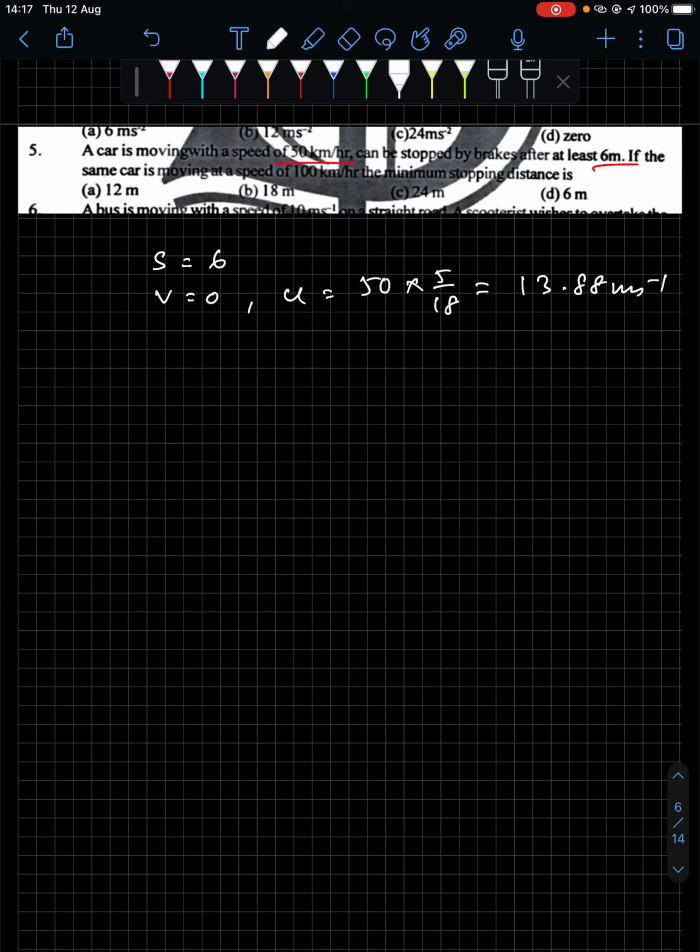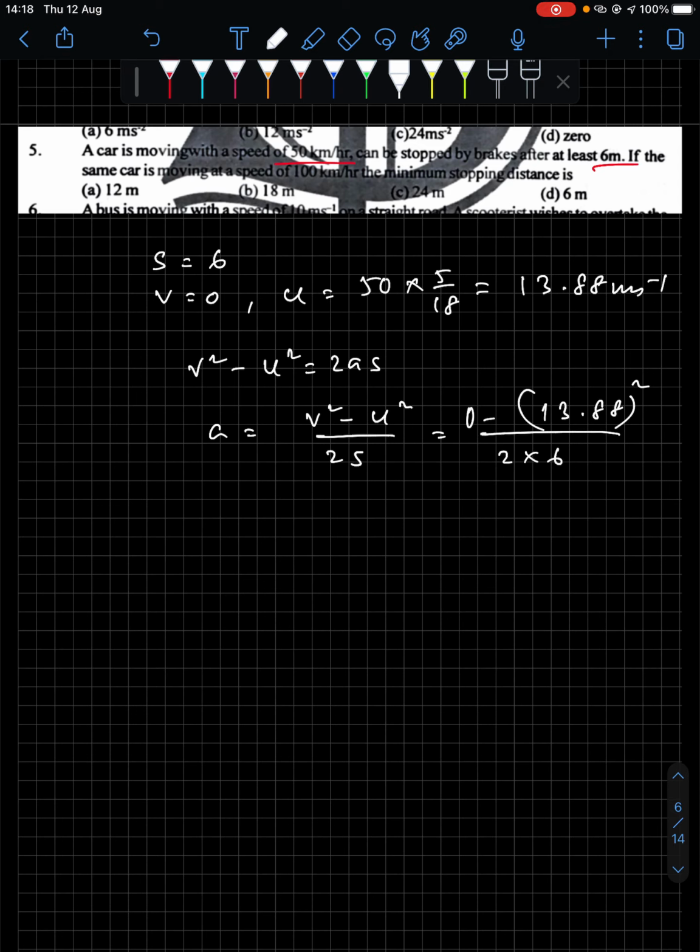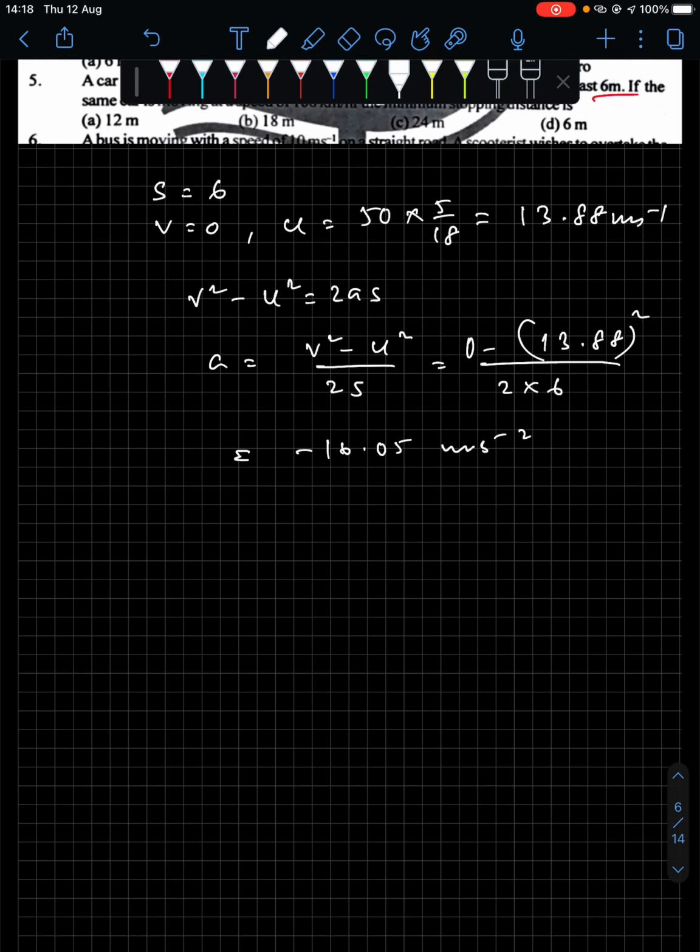Now if you want to find out the acceleration, here we'll be applying v square minus u square equal to twice as. So a equals v square minus u square divided by 2s, 0 minus 13.88 square divided by 2 into 6. Now this calculation will get you minus 16.05 meter per second square. Okay, I'm leaving the calculation for you. Now in the second part, u value is 100 km per hour, which is 100 into 5 by 18, and this comes out to be 27.77 meter per second.